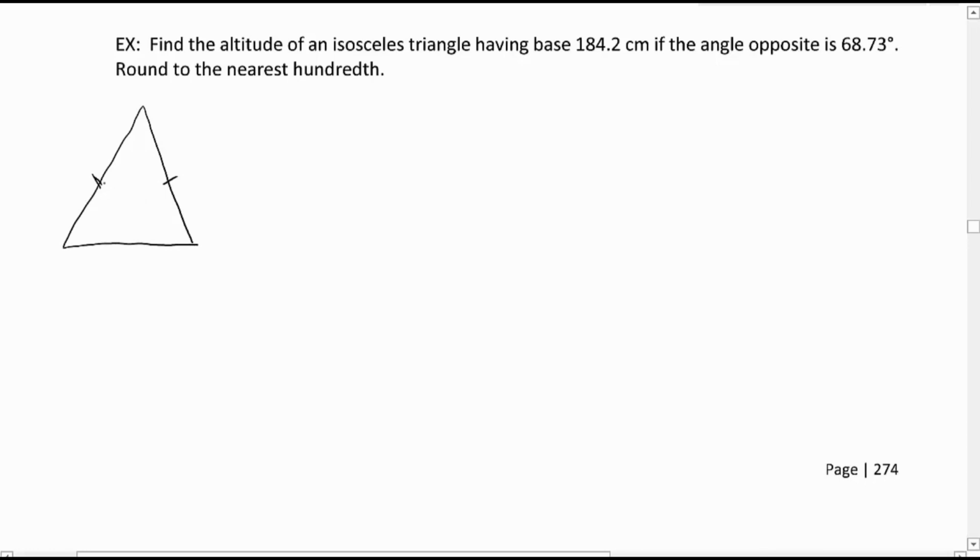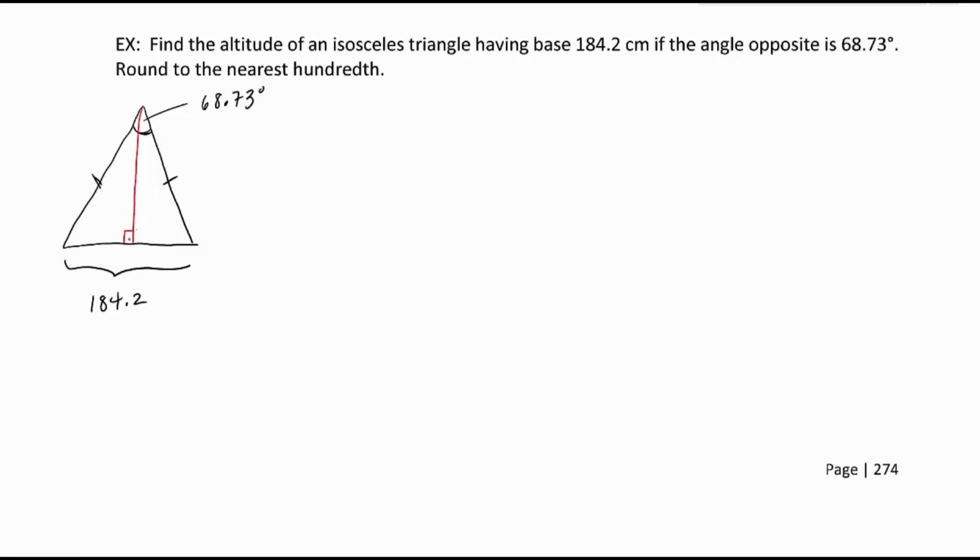It says that the base of this isosceles triangle is 184.2 centimeters, and our angle across from that is 68.73 degrees. We want to find the altitude. So now we have to go back to geometry and remember what the altitude is. The altitude is the height of the triangle, so it would be this right here. And with an isosceles triangle, the altitude, when you drop it, makes a 90-degree angle with the base.